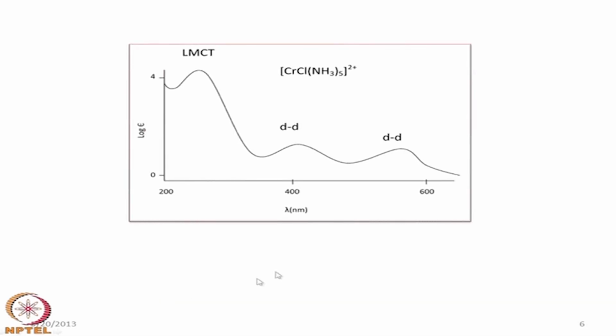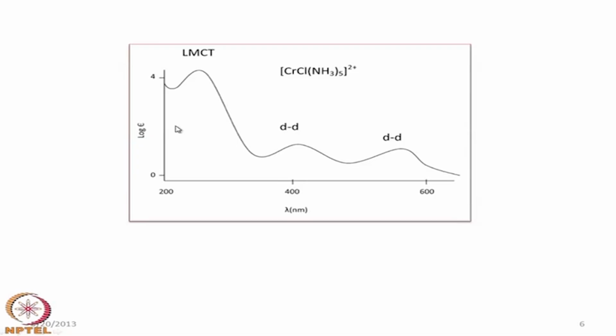So, what we see is that apart from these transitions, we can have the chromium in +3 oxidation state. One chloride is there, so it is chromium in +3 oxidation state, which is a 3d3 system, and we can have two distinct dd transitions. One is close to say 550 nanometer, another is close to 400 nanometer.